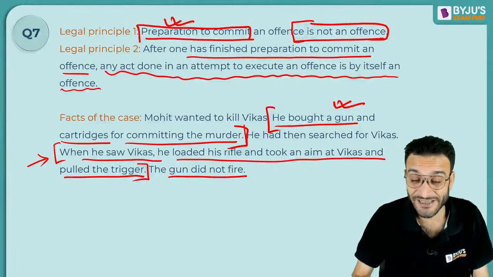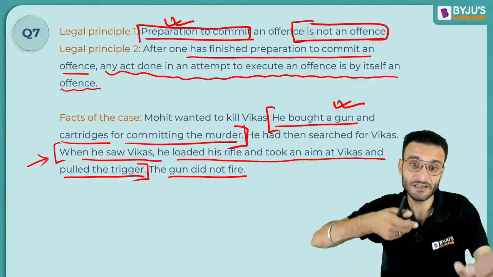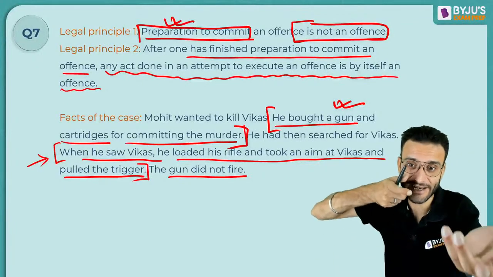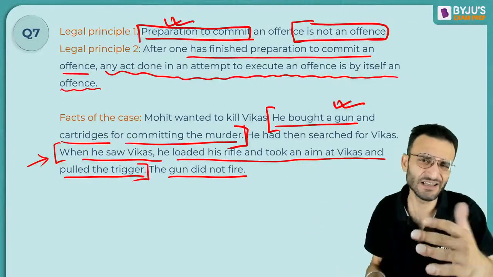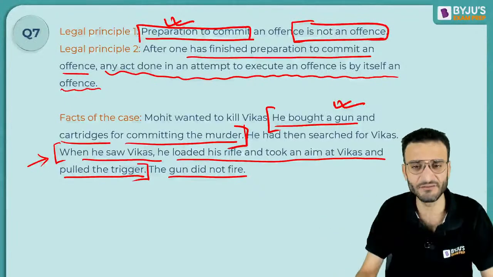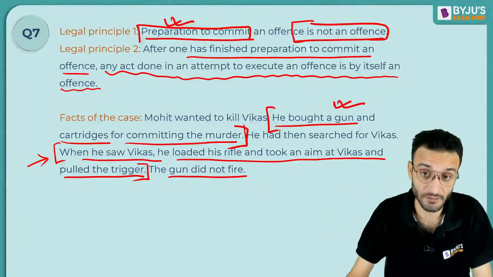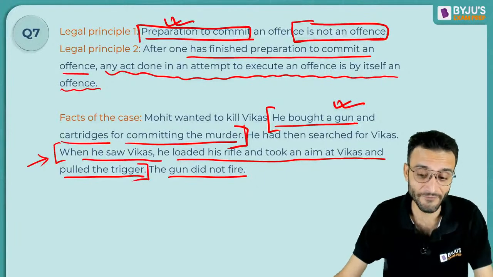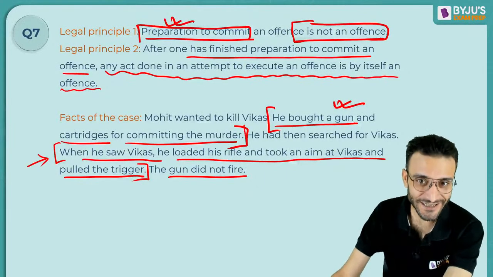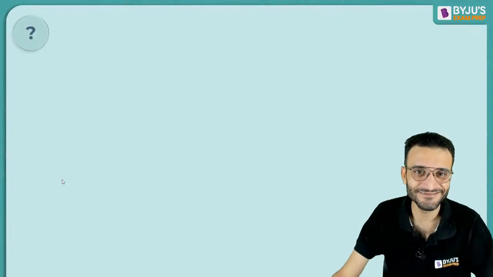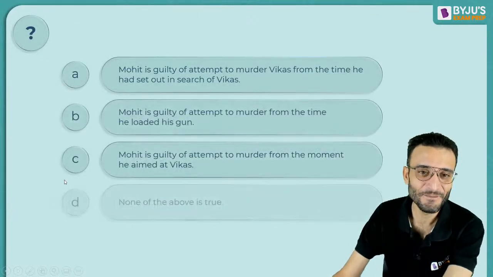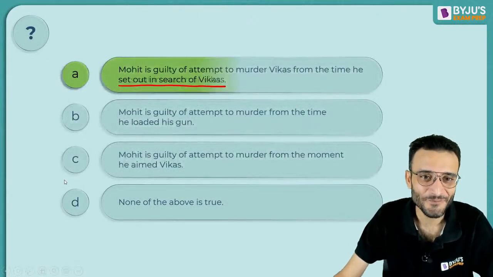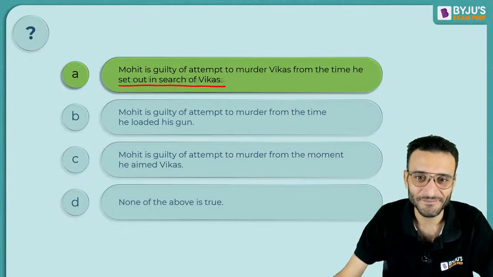The moment you set out in search of Vikas, hold the rifle, take aim at him, shoot him, and the gun did not fire, very well, there was some problem with the gun, but you have attempted, right? You did attempt. Am I clear now? Am I clear, all of you?